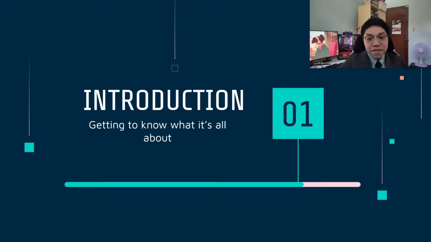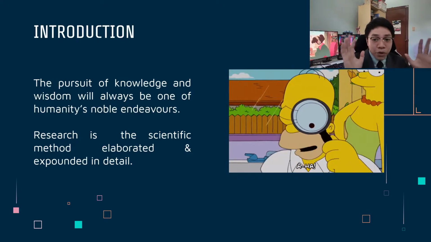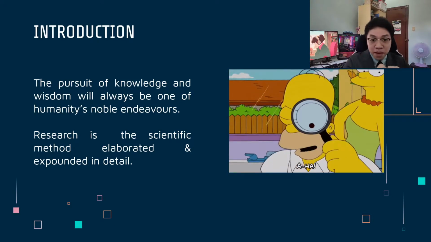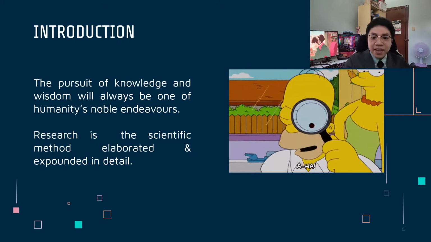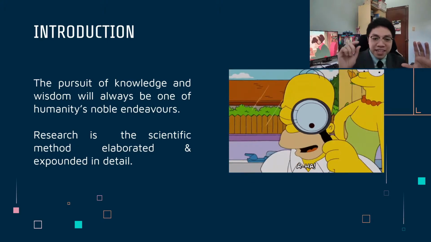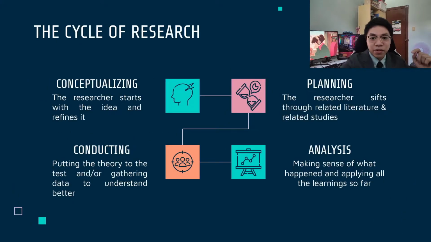So to start off, here's the introduction, getting to know what it's all about. The pursuit of knowledge and wisdom will always be one of humanity's most noble endeavors. So, in a way, research is the scientific method that is elaborated and expounded in detail. I think Homer there would agree. So, what is this cycle of research?